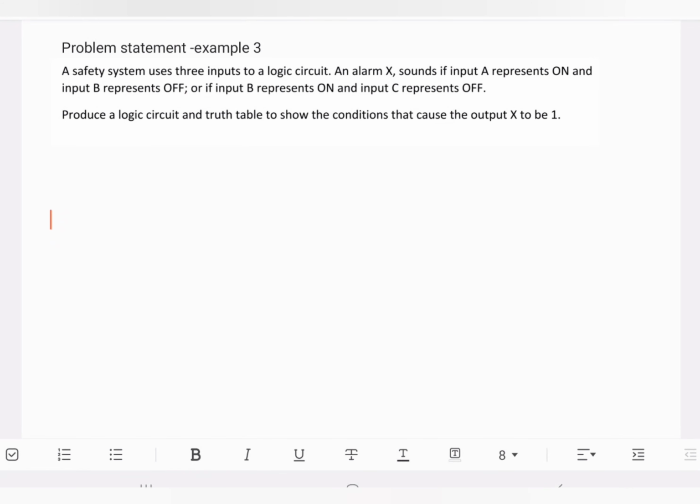Let's try one more example as problem statement 3. So let's read the scenario that's been given to us. It says a safety system uses 3 inputs. So we have got 3 inputs again to a logic circuit. An alarm X sounds if input A represents on and input B represents off, or if input B represents on and input C represents off. The question is to draw a logic circuit followed by the truth table and show the conditions that cause the output X to be 1.